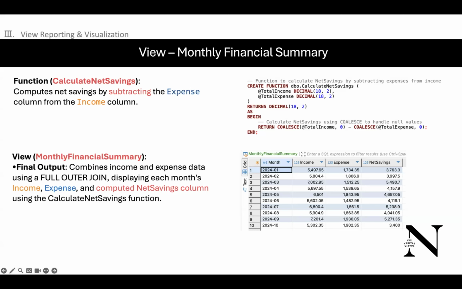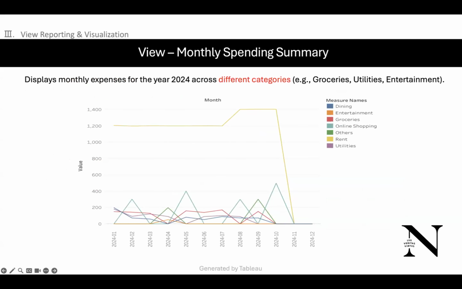And the next view is monthly spending summary. So here for the monthly spending summary, we use this view to display monthly expenses for the year 2024 across different categories. For example, you have grocery, utility, and entertainment. On the visualization part, we use lines with different colors to represent specific spending categories. In that case, we can see monthly spending changes on a specific category more clearly.